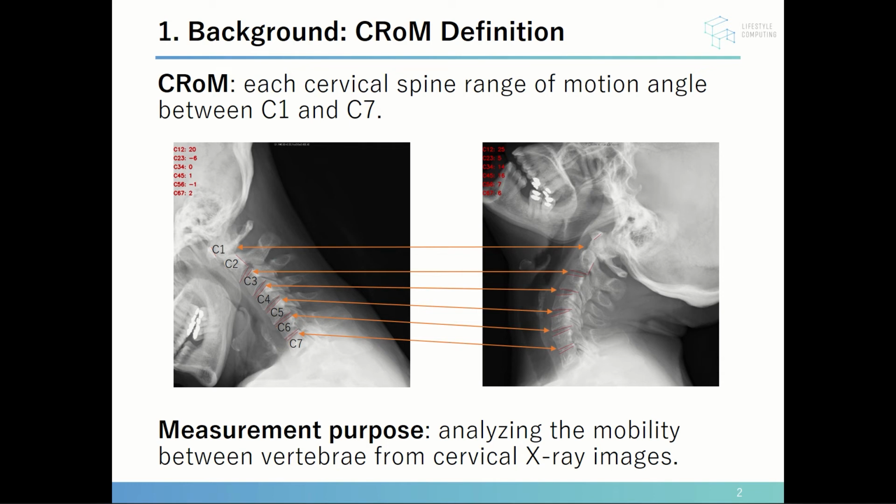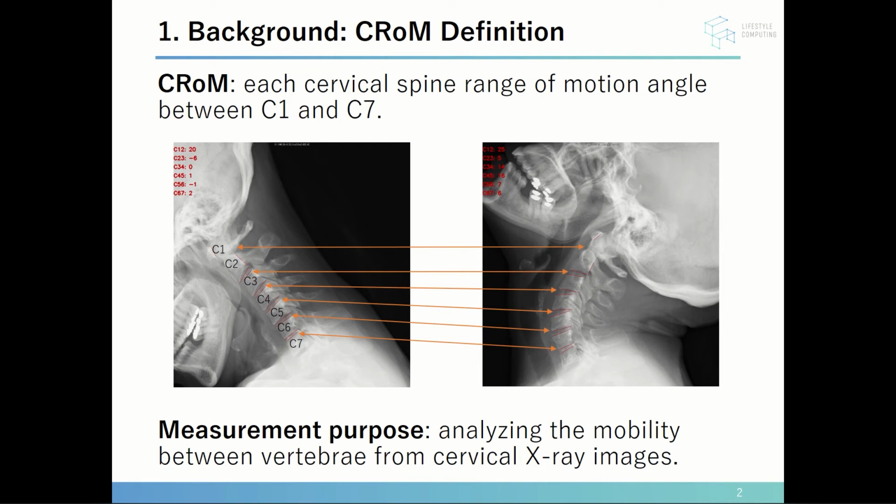The cervical spine is composed of 7 vertebrae. The cervical spine range of motion is the difference in each angle between C1 and C7 in X-ray images. CROM is an abbreviation for cervical spine range of motion. We call the cervical spine range of motion CROM.